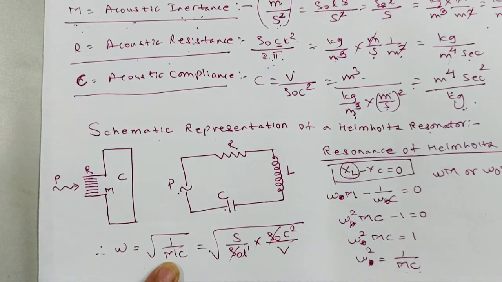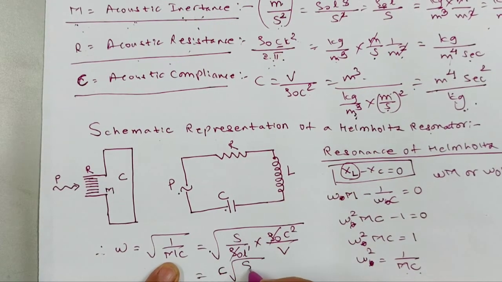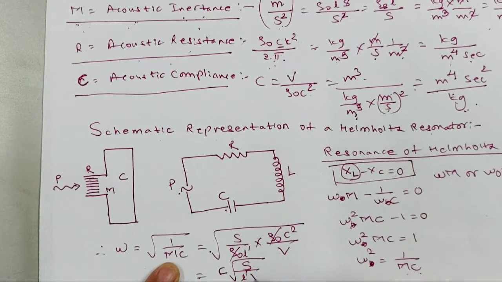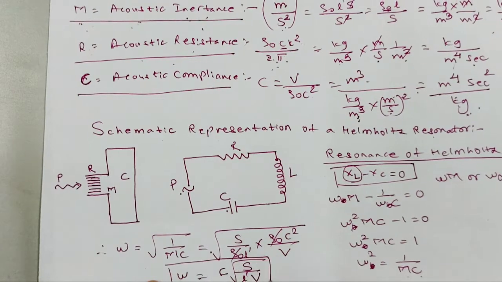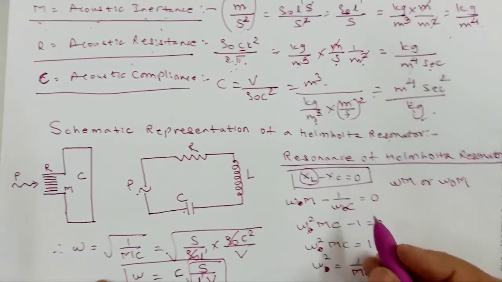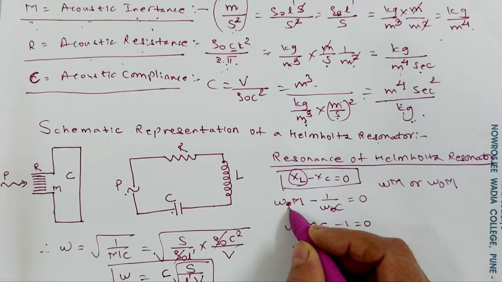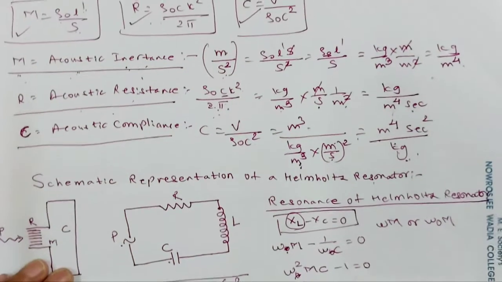So rho 0 gets cancelled, and what is left is c square. So I'll take it out and write c times the square root of S divided by L dash V. This is the formula for omega, or omega 0, not a big task. This is the resonance frequency, which is why I put omega 0 over here. No issues.